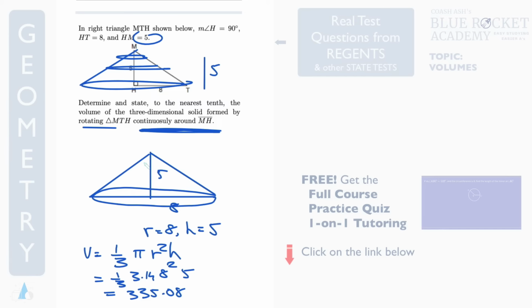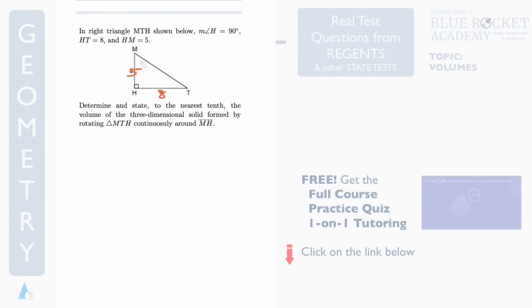335.08. But remember, they're asking you to determine to the nearest tenth. So that's one more thing you want to remember. You round it to 1 decimal place, and so this part over here is going to be 335.1, which is your answer. Now see if you can solve the same problem.